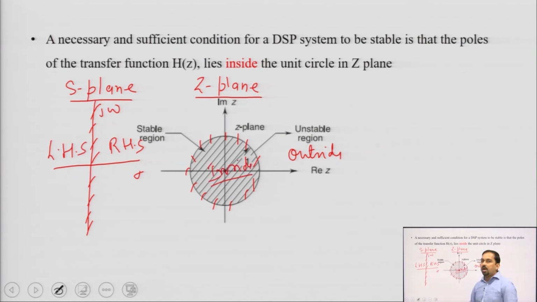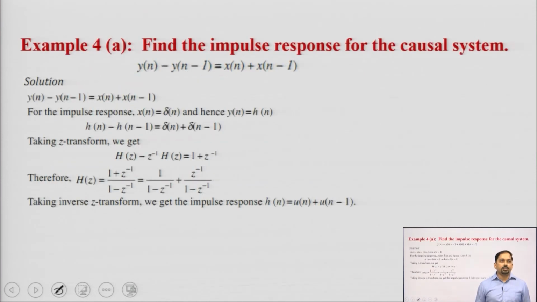As per the Laplace transform also, if the poles are lying in the left-hand side of the S plane, the system is stable. If they are on the j omega axis or the right-hand side, the system is unstable. A similar concept is applied to the Z domain also. So, the necessary and sufficient condition for a DSP system to be stable is that all the poles of the transfer function H(z) must lie inside the unit circle. This is an important condition.